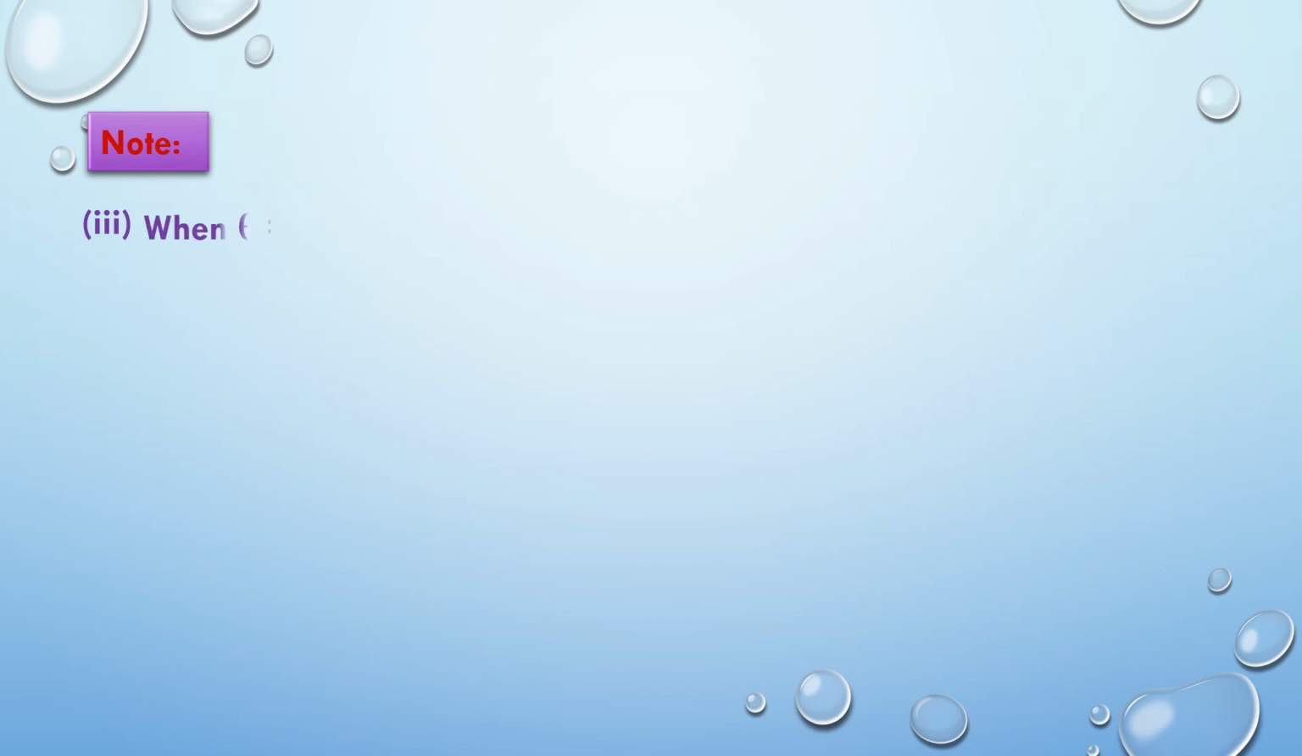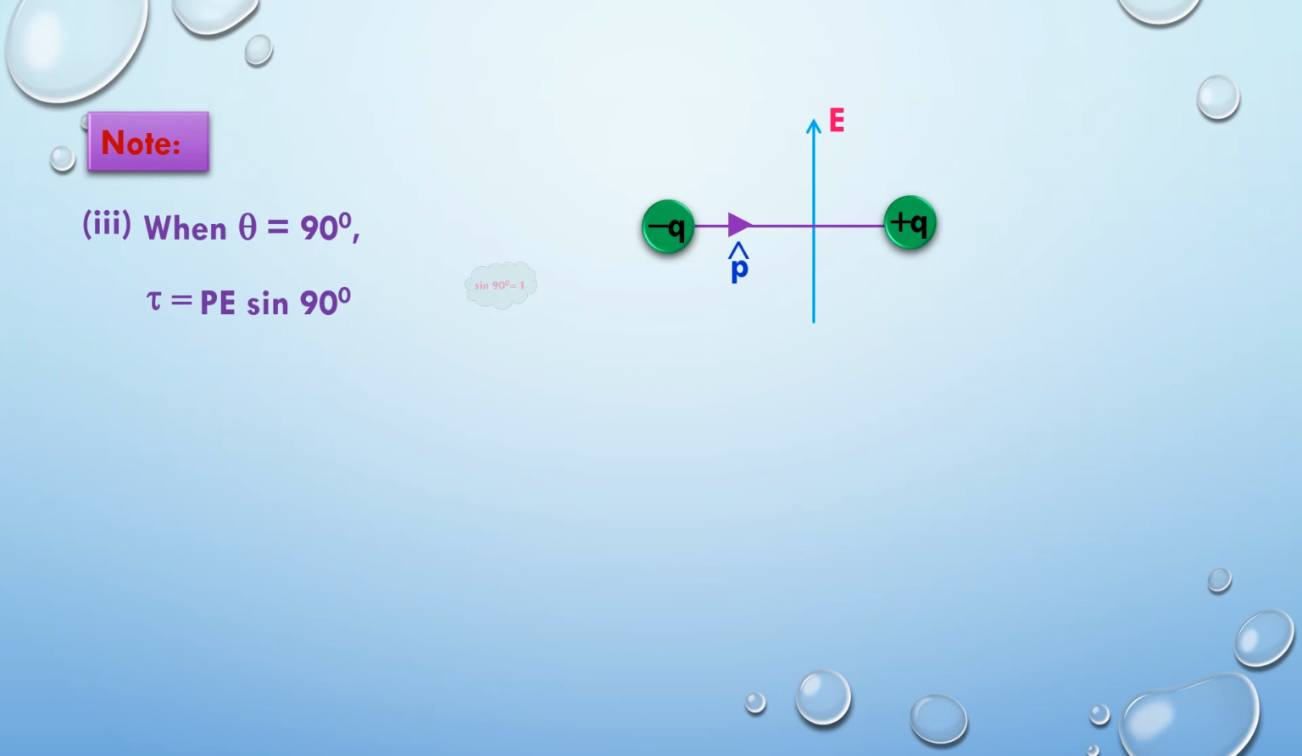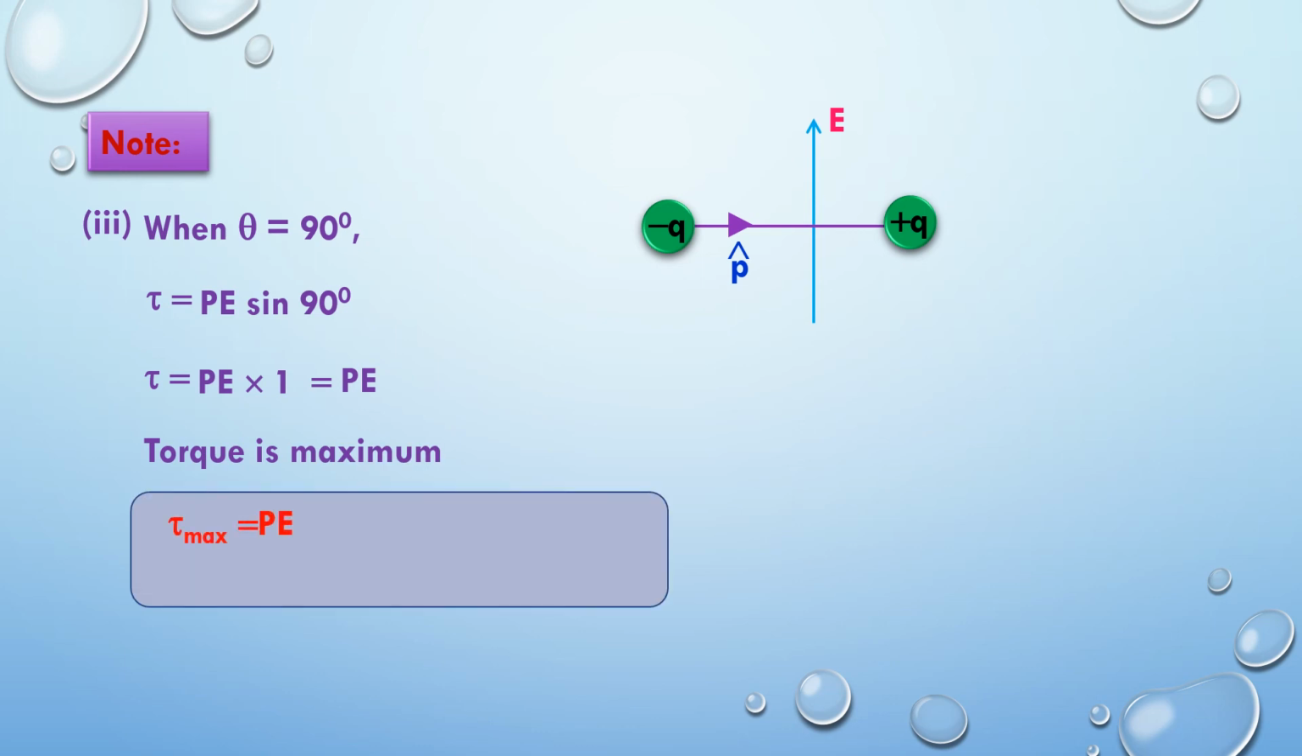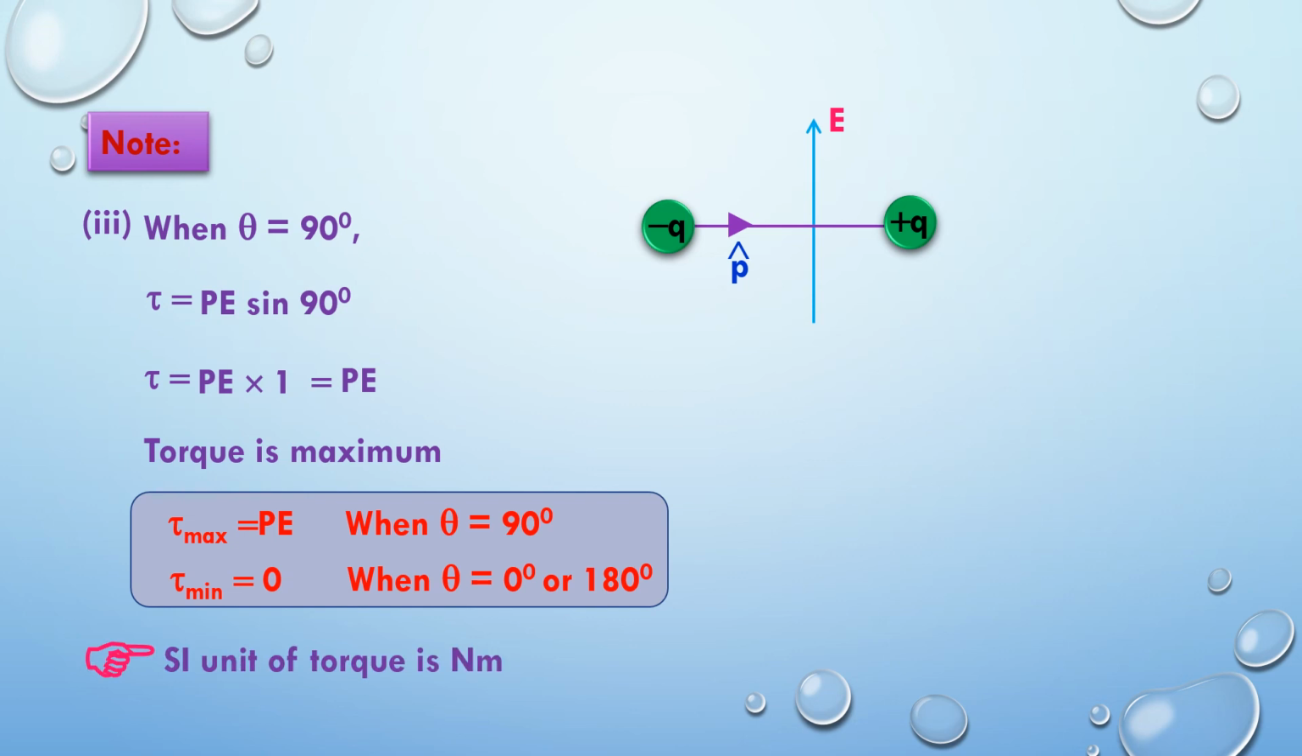Further, third case, when theta is equal to 90 degrees, electric field and dipole moment are perpendicular to each other, where you will get torque is equal to PE sine 90, and since sine of 90 is equal to 1, we have torque is equal to PE. Hence, torque equal to PE represents the maximum torque experienced by the electric dipole. So torque is maximum, PE, when theta is equal to 90 degrees. Torque is minimum, that is equal to 0, when theta is equal to 0 or 180 degrees. The SI unit of torque is Newton meter.